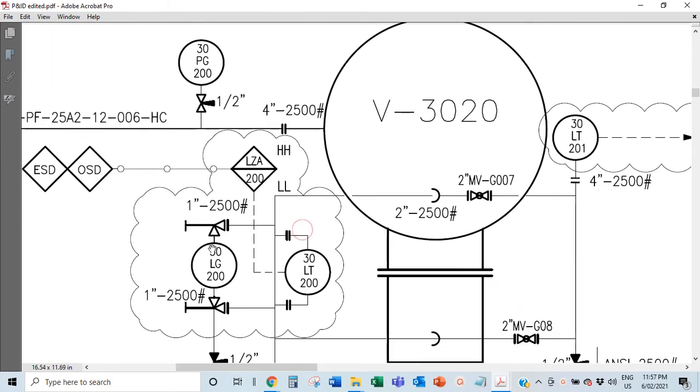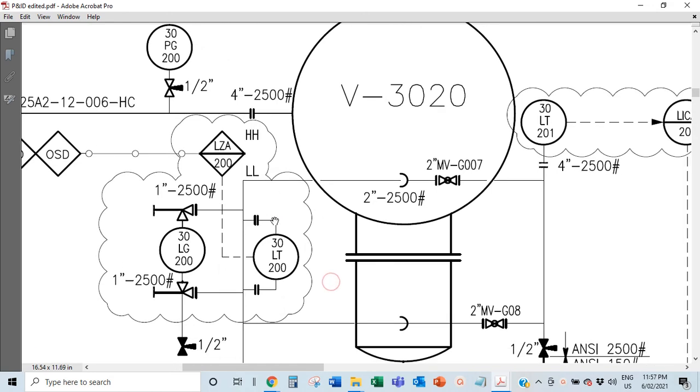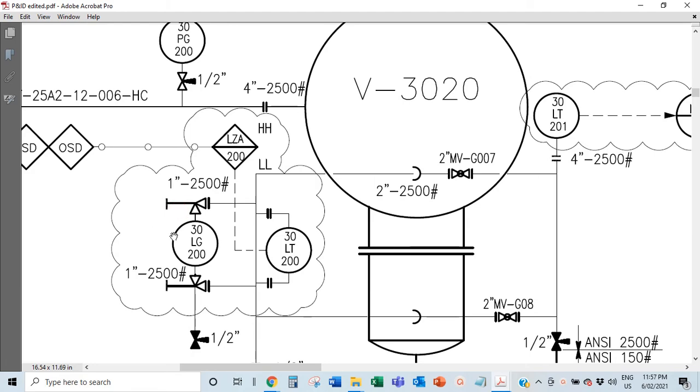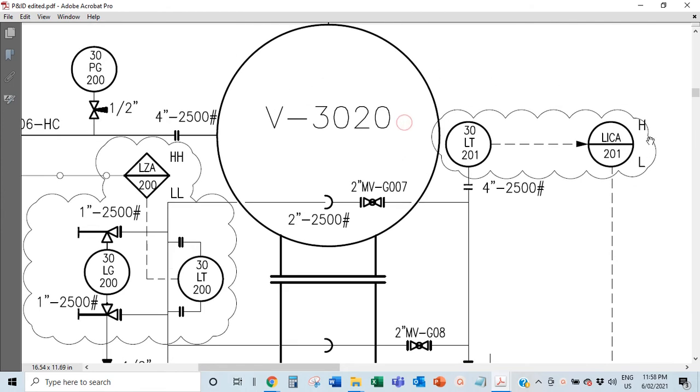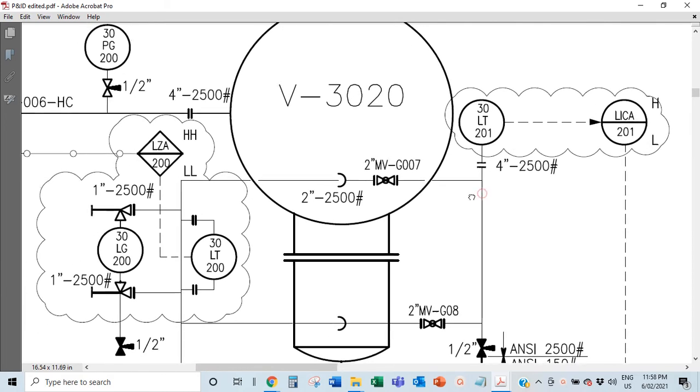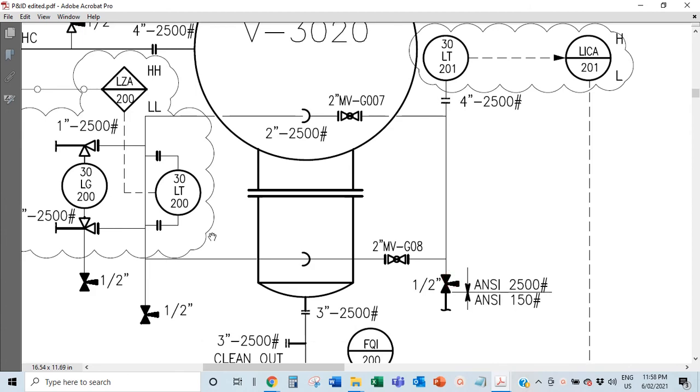So you have your level gauges here, level transmitter here, all taking the readings from here. This is transmitting that information all the way to the control room, and then you have your alarms too. When the level is too high, the alarm goes first. If it's too low, the alarm goes first. If it gets really high, after the alarm, then it trips off. And if it goes too low also, after the alarm, it trips off. You can see all of them around the vessel, all protecting the vessel.